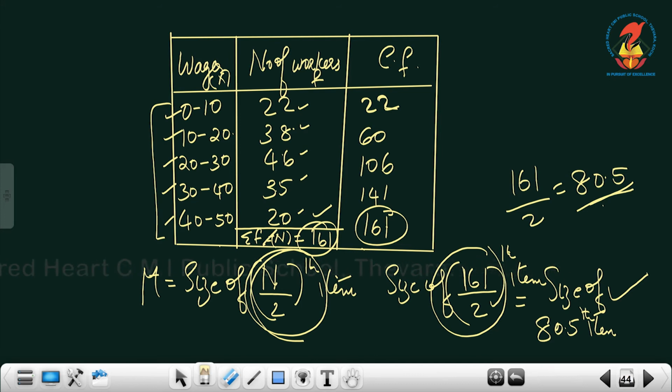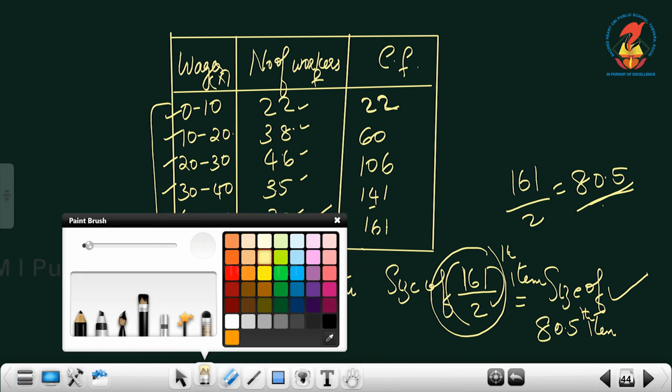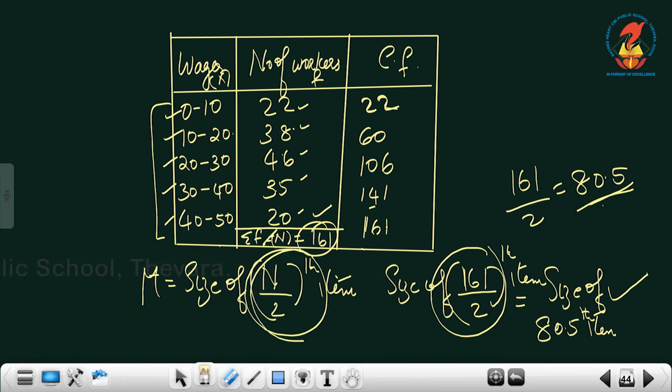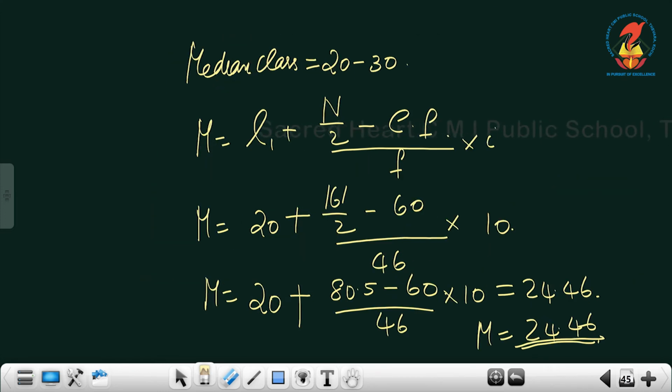Now, where can we accommodate this 80.5th item? Please check it in your cumulative frequency. 22, it cannot be accommodated there. 60, it cannot be accommodated there. The 80.5th item can be accommodated in the cumulative frequency 106. Now, find out which is the median class corresponding to that. Definitely, it is 20 to 30. Therefore, your median class is 20 to 30.